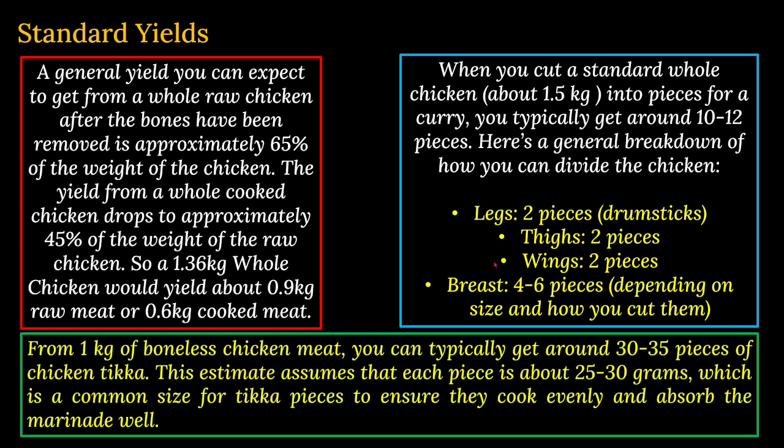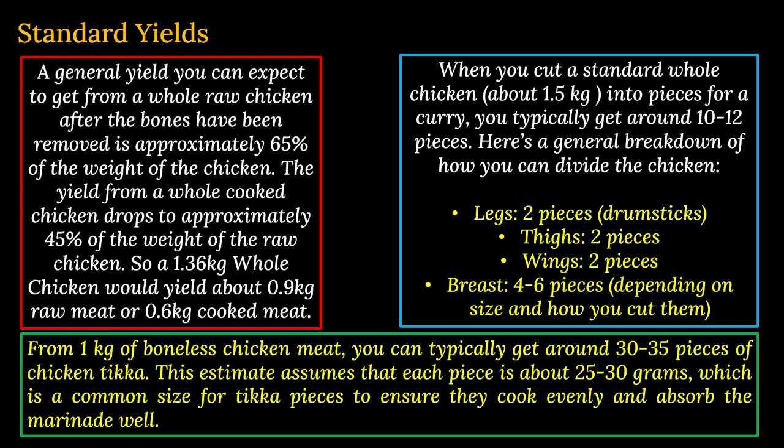And if you have net 1 kg of boneless chicken meat, how many pieces can you cut out of it? You can get 30 to 35 pieces of chicken tikka cut. 1 kg of boneless chicken, we can get 30 to 35 pieces of chicken tikka cut, and each piece will be around 25 to 30 grams. This is a common standard size. Otherwise, the uniformity of your fabrication or butchery would not be there. So these are the standards. For beginners, it is very, very important.